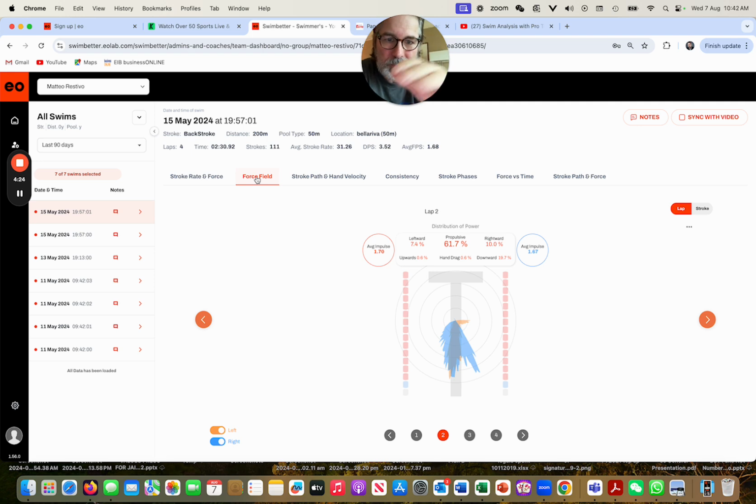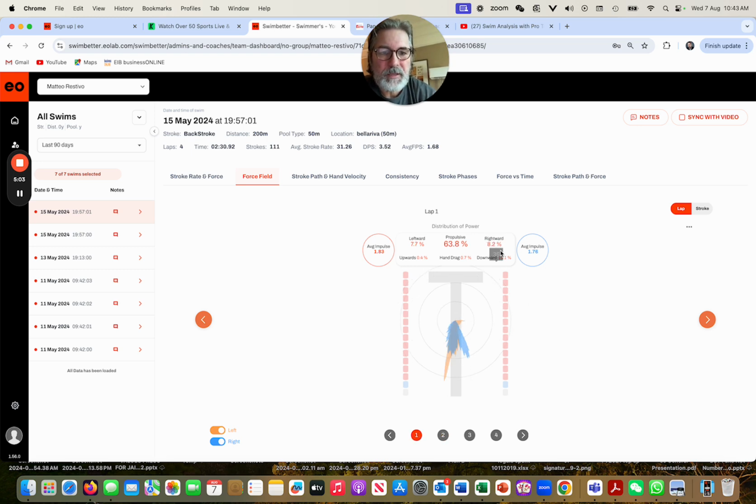Hence, this chart here, this force versus time, can tell us how that hand is performing on average through the lap. Coupled with the fact that the freestyle is down, normally we see the two biggest directions in freestyle are propulsive and downward. It's flipped with backstroke, and the two biggest ones tend to be propulsive and lateral, so left and right. And downward tends to be quite low. This lap here, we're on lap 2. Let's have a look at lap 1.